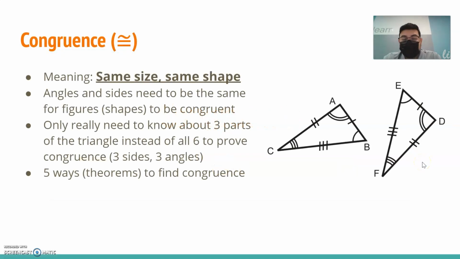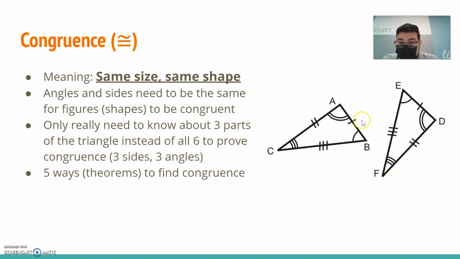Alright, so congruence. If you see this little line, it means congruent. So if you see that when you're doing equations, that's what that means. So what does congruence actually mean though? It means same size, same shape.